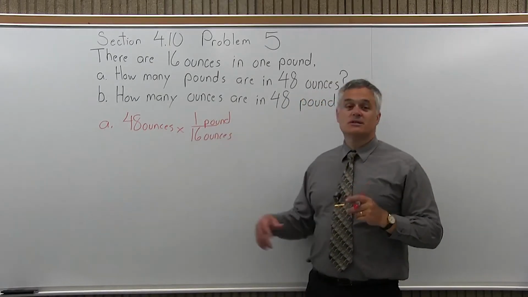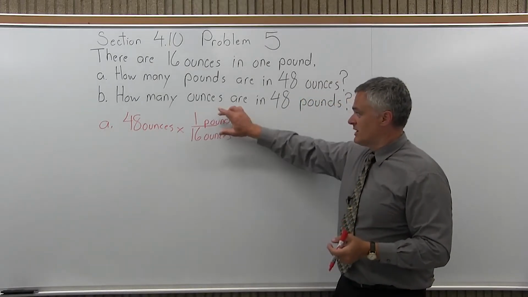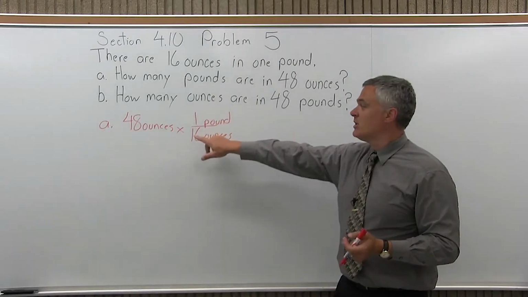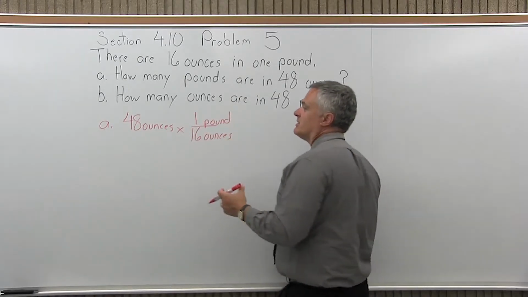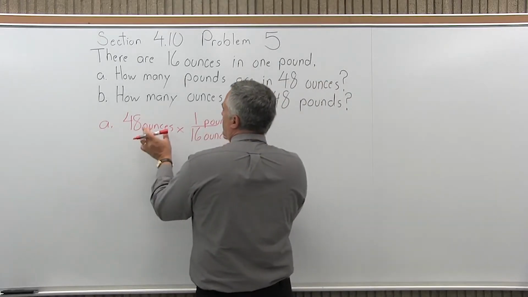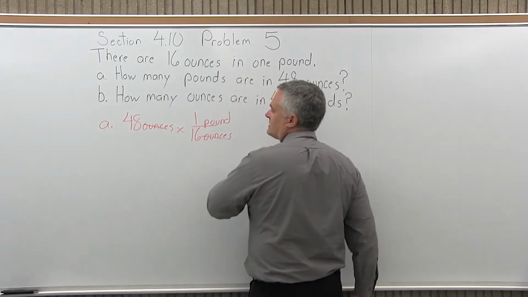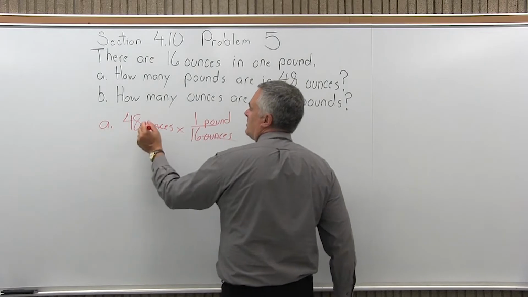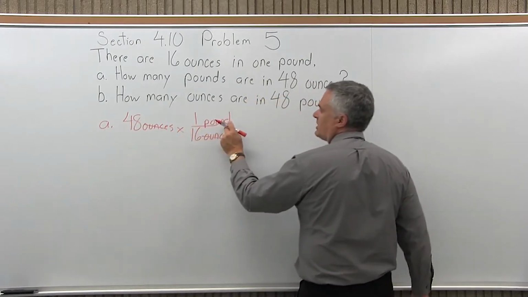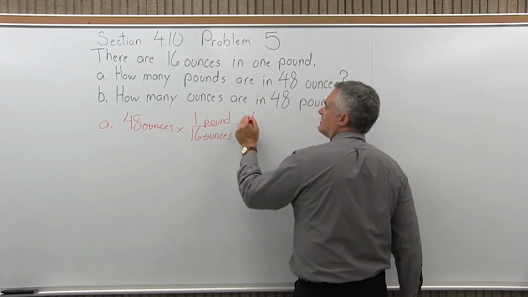So 16 ounces and 1 pound are the same. They're equal. So I have the same amount over itself. I'm really multiplying by 1. I'm not going to change the amount of stuff that I have, but I'm going to change the units. So ounces in the numerator will cancel with ounces in the denominator, leaving me with 48 over 16. My units of measure will be pounds.